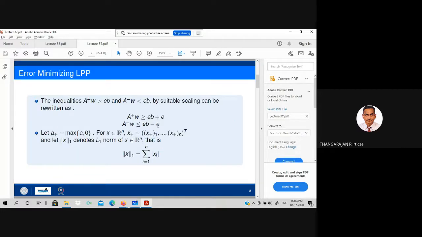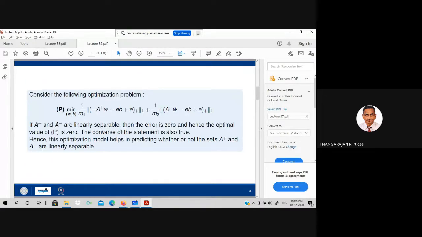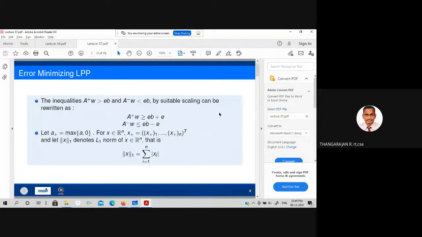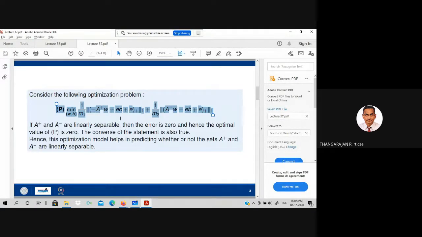And here when you take this eb minus e, this side becomes a minus w minus eb plus e. You are taking the average of that average and trying to minimize it. Okay. And now your classification problem, what we have shown in the previous slide, is reduced to an optimization problem.